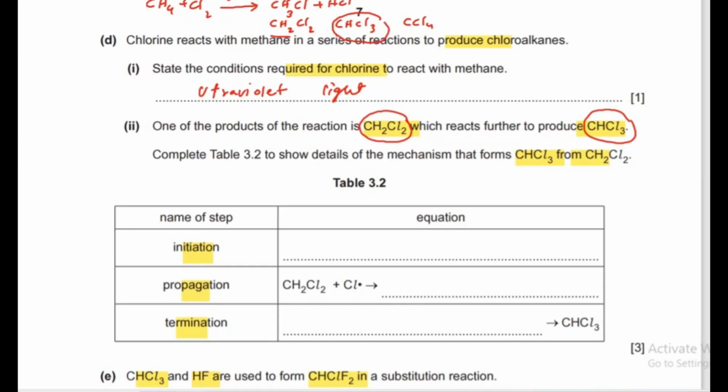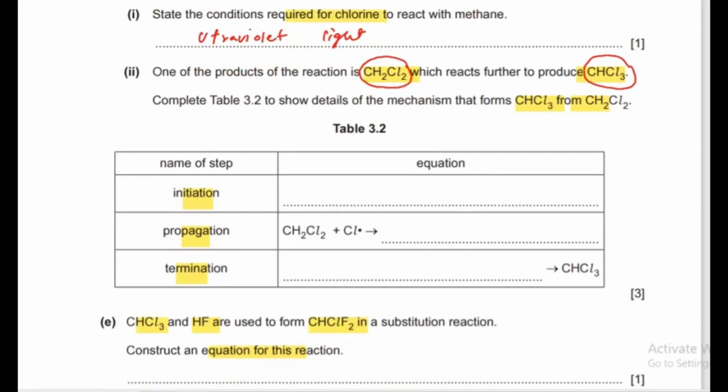Complete table 3.2 to show details of the mechanism that forms CHCl3 from CH2Cl2. This is a free radical substitution, so there are three steps: initiation, propagation, and termination. In initiation, there is homolytic fission of the bond between the two chlorine atoms in the chlorine molecule. The chlorine in the presence of UV light is split homolytically to form free radicals of chlorine.